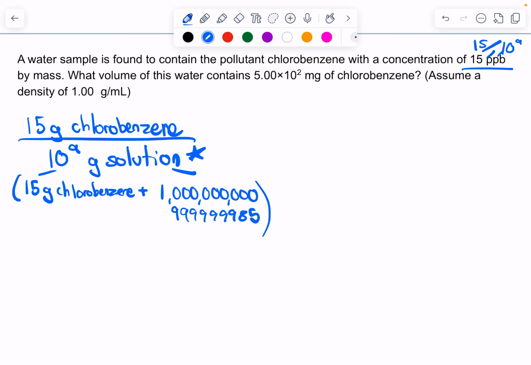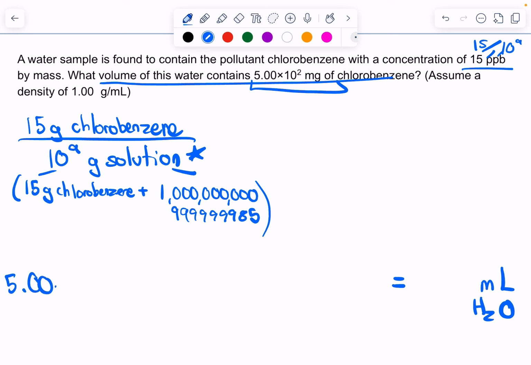Okay, now let's get to the question. I'm going to set it up like we always do. What volume? So, volume equals... they don't say milliliters or liters, so I'm just going to put it as milliliters of water. That's what we're trying to get to. We're starting with 5.00 times 10 to the second. I don't know why they did that. That's just 500. Let's just write it as 500.